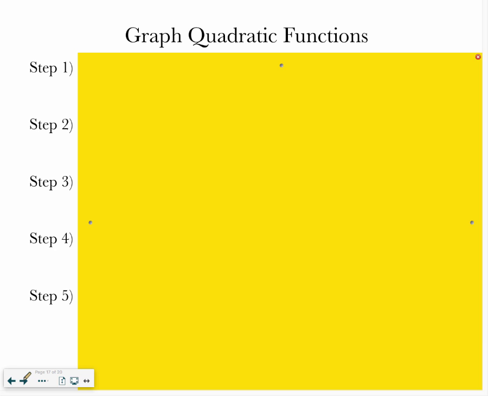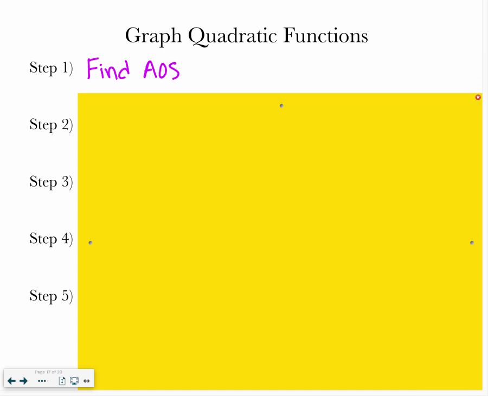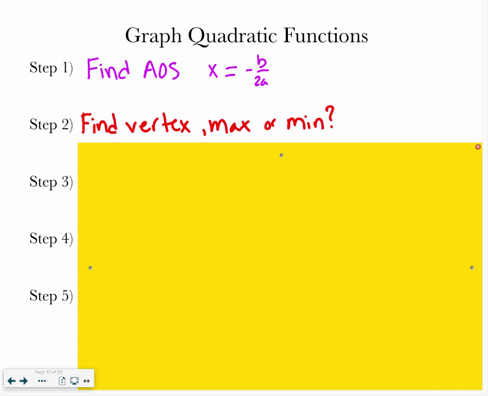Alright, so when it comes to graphing quadratic functions, there are just 5 steps for you to follow. The first step, find the axis of symmetry. So use that x equals negative b over 2a in order to find your axis of symmetry. Because if you're graphing, you can't just look at a picture because you are making the picture. Then find the vertex. Figure out, is it a maximum or a minimum?